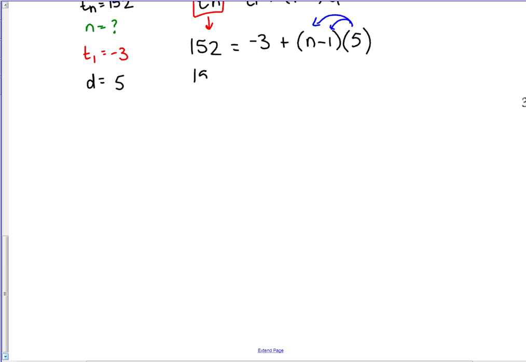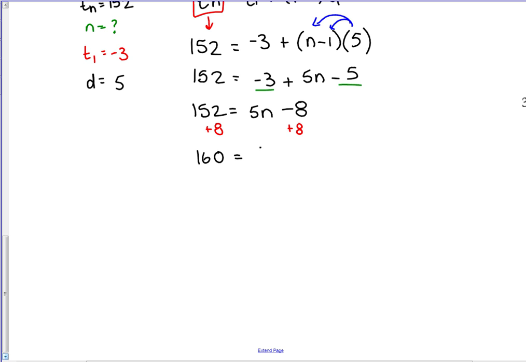Okay, sorry, side note. Negative 3 plus 5 times n is 5n, minus 5 times negative 1 is minus 5. So let's collect like terms first. I have 5n minus 8. Okay, what's next? Solving a linear equation. We did this lots in junior high, and even in 10C, yeah. Add 8. So we want to get n by itself. So first thing, let's get the constants together. And then divide by 5. Which goes in how many times? 32? So that means there's 32 terms, because the 32nd term is 152.